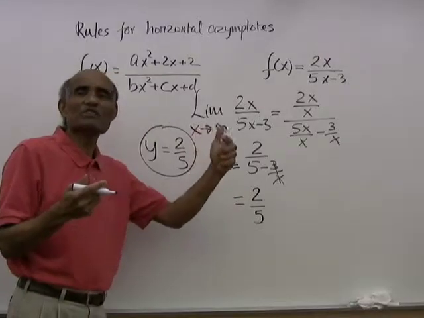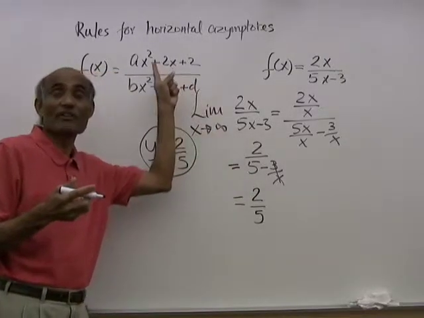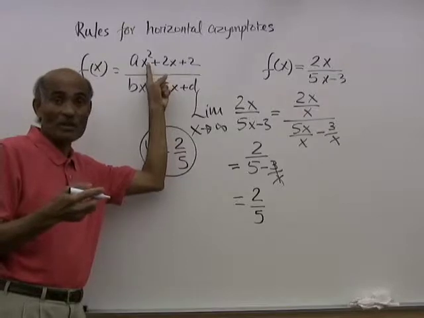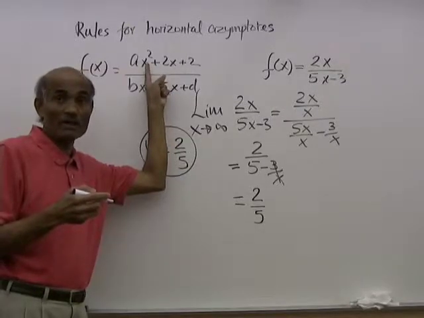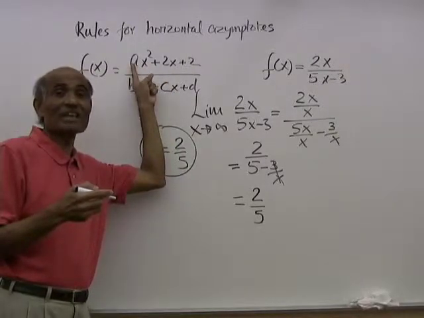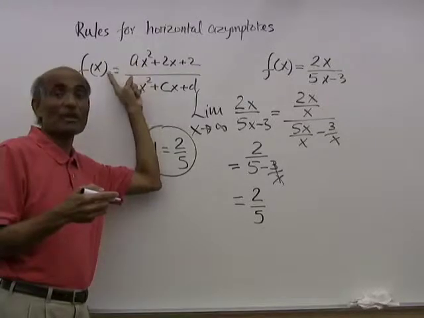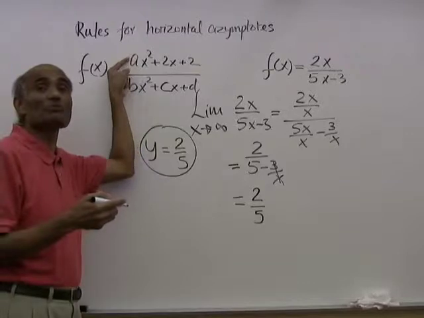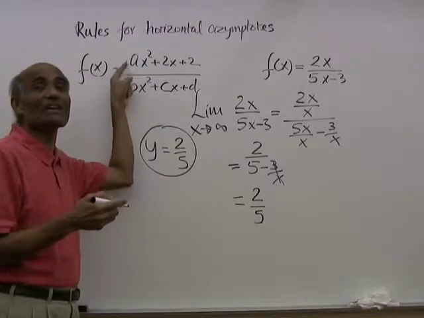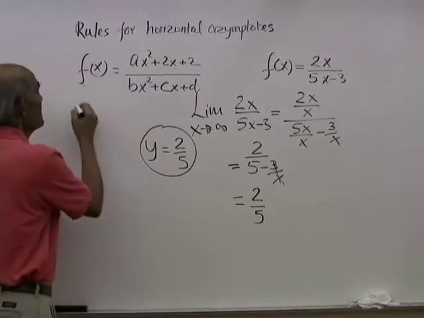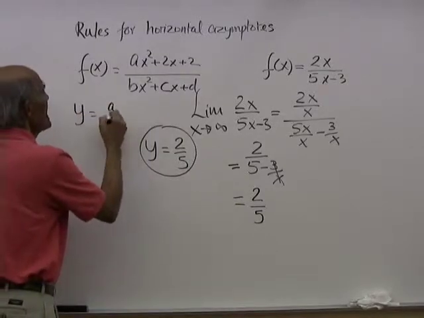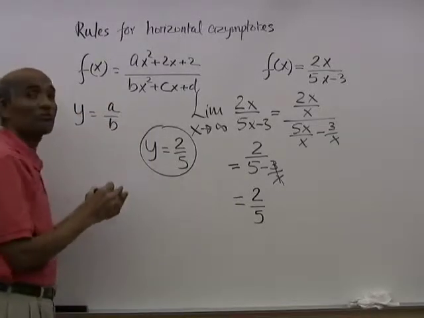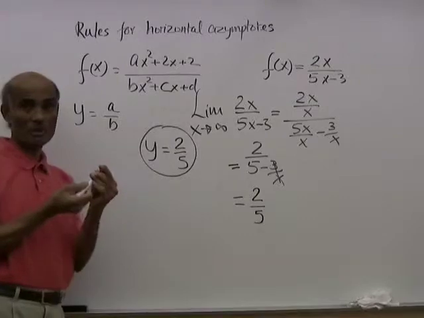Leading coefficient is the coefficient of the highest term. Now the highest term is x squared, and the coefficient of that is the leading coefficient. So when x goes to infinity, this function will approach the ratio of the leading coefficients. So that will be y equal to a over b. That is the first rule. So you can make a note of that.